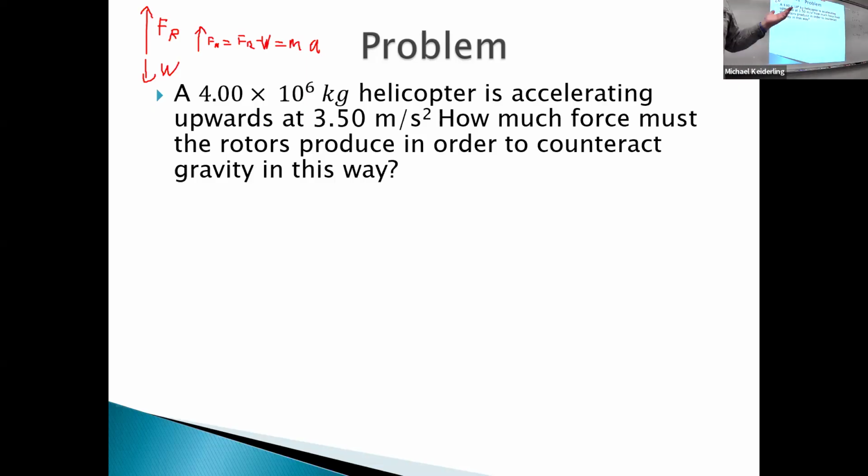So we know the net force, the total force, will be up. You would expect the force of the rotors to be greater than the weight. And the total force is going to be the force of the rotors minus the weight, if you take up as positive. And that will equal the mass times the acceleration.